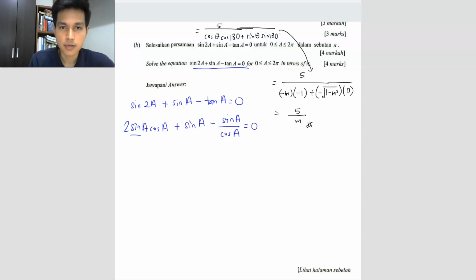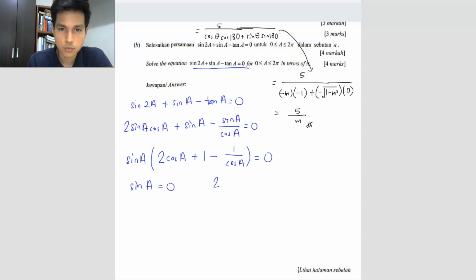So what you notice is that there is sine everywhere. All got sine, so what you can do is factorize sine a. You should get sine a times 2 cos a plus 1 minus 1 over cos a equals 0. So from here you know that sine a equals 0, and the second one is 2 cos a plus 1 minus 1 over cos a equals 0 as well.